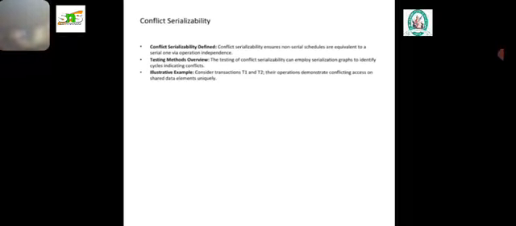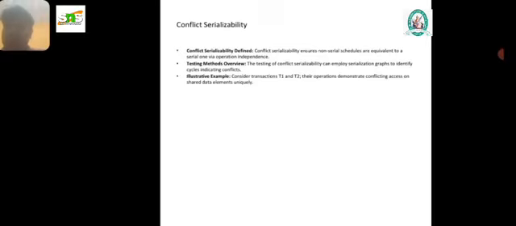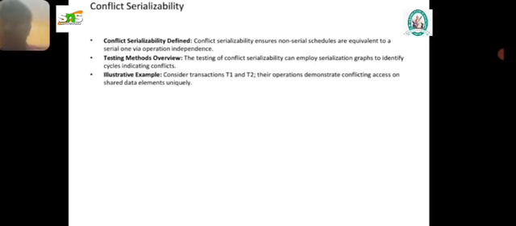Next, conflict serializability. It is defined as ensuring the non-serial schedules are equivalent to a serial one, with a view of operation independence. For the testing method overview, we employ serialization graphs to identify cycles indicating conflicts. As an illustrative example, consider transactions T1 and T2. Their operations demonstrate conflicting access on shared data elements.